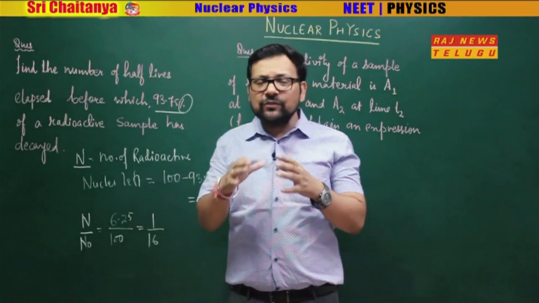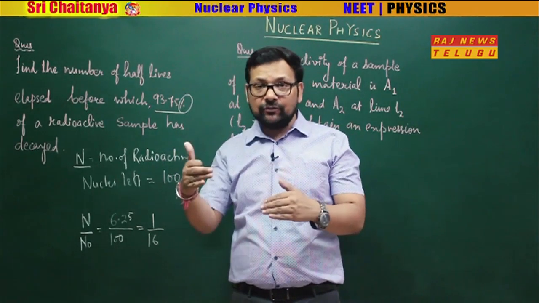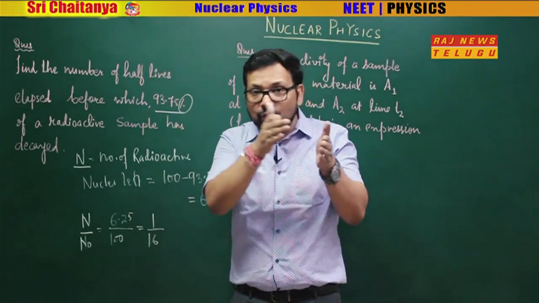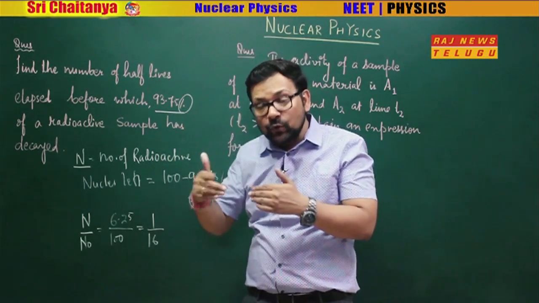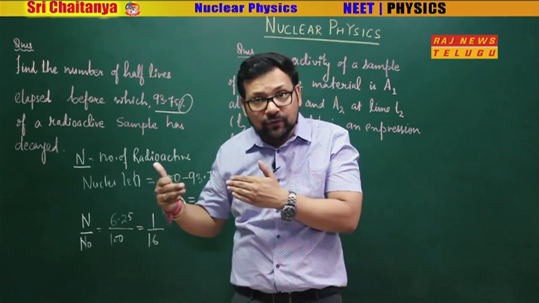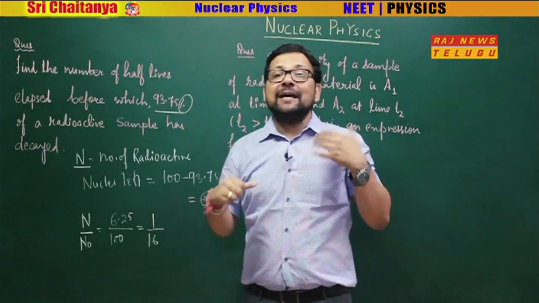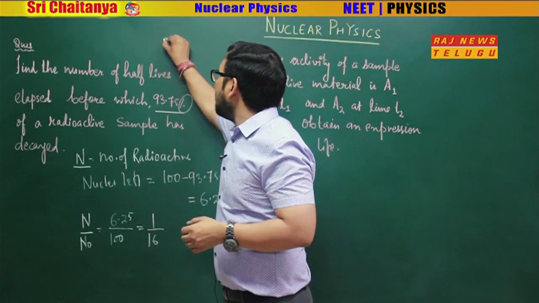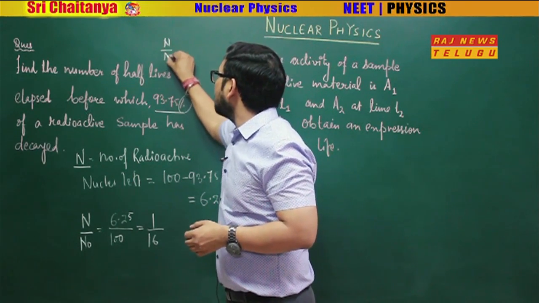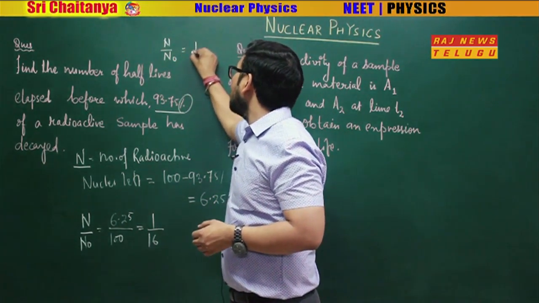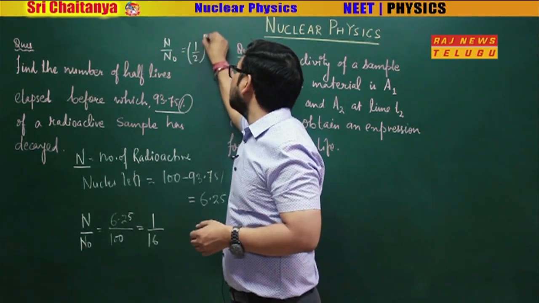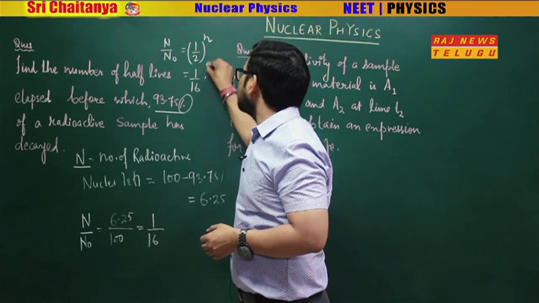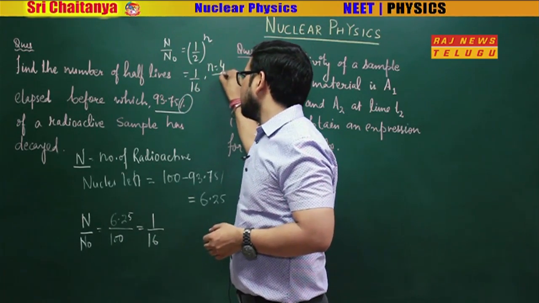And we have discussed one formula for n half-lives, that is N naught upon 2 raised to power n. After one half-life, this is N naught by 2. After second, N naught by 4, then N naught by 8. So after n half-lives, N by N naught should be 1 by 2 raised to power n. But here it is 1 by 16. So what is n? Obviously n is 4.